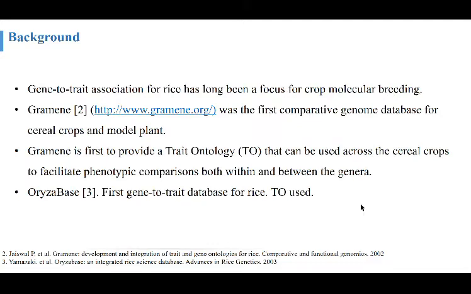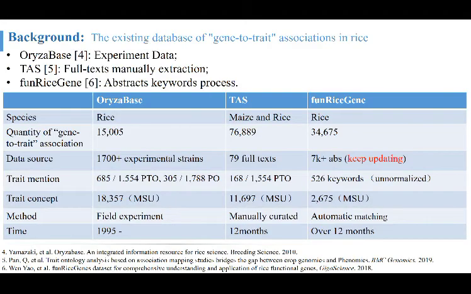In the preliminary research, we found that Gremlin was the first comparative genome database for cereal crops and model plant, and also the first to offer a trait ontology, TO. And we also discovered the first gene-to-trait database for rice, enrRiceTrait. In addition to enrRiceTrait, there are 2 other projects that have done similar work, TAS and FranceGene.